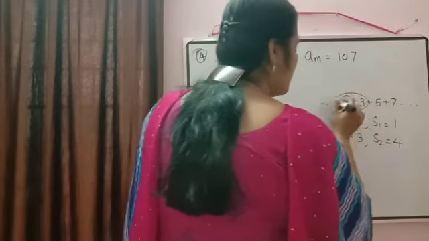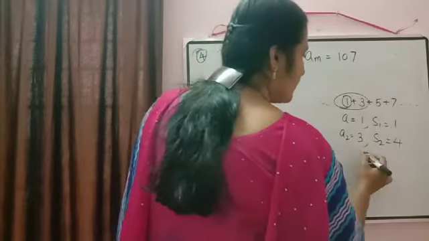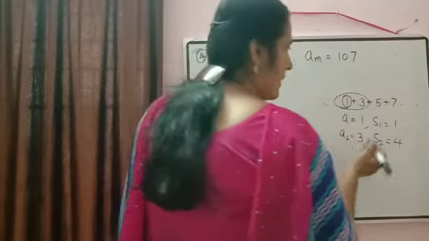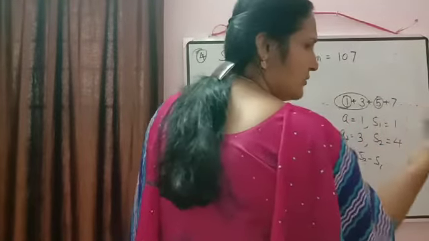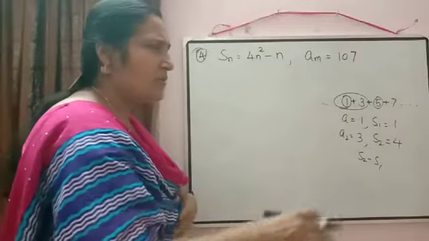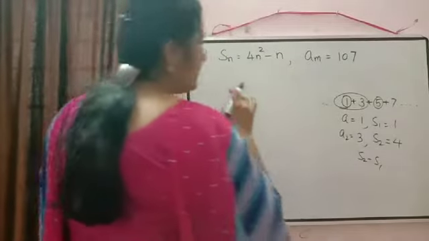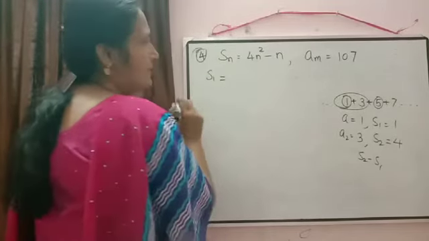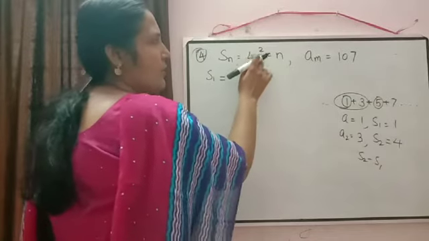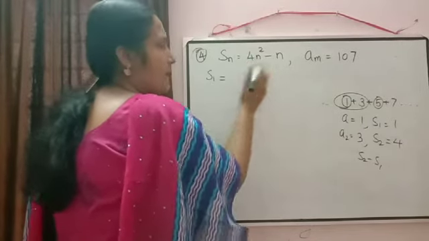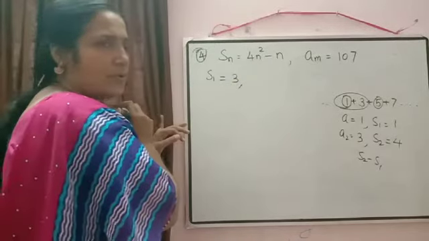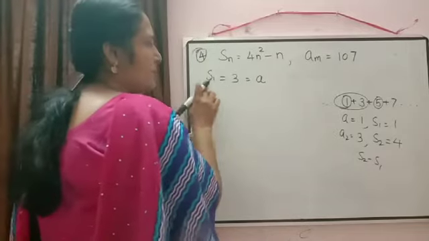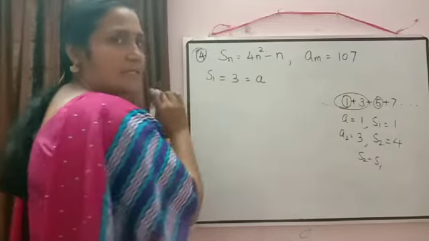Now when we are taking two terms there, to get the second term, what will we do? We will do S2 minus S1. In the same way, for the third term, it will go on in continuation, so we will not do much there. First we need S1, S2, etc. So substitute n is equal to 1. Then we will get S1 is equal to 4 into 1 square minus 1. So we will get S1 is equal to 3. S1 will be equal to the first term of the AP. So there you can write S1 is equal to 3, which is equal to A.